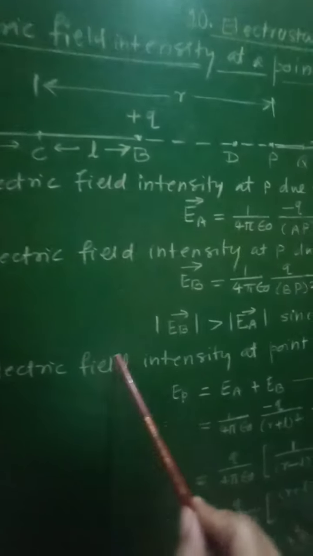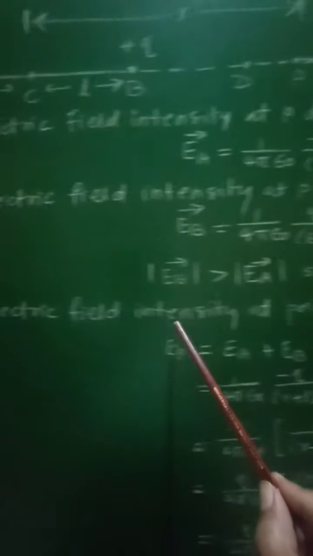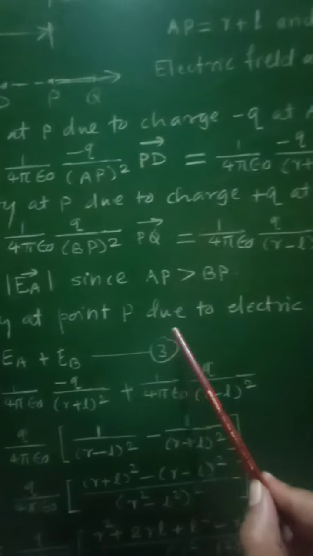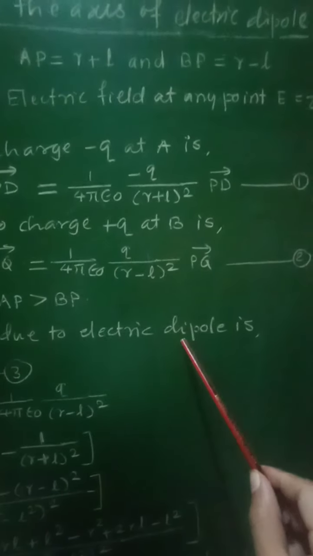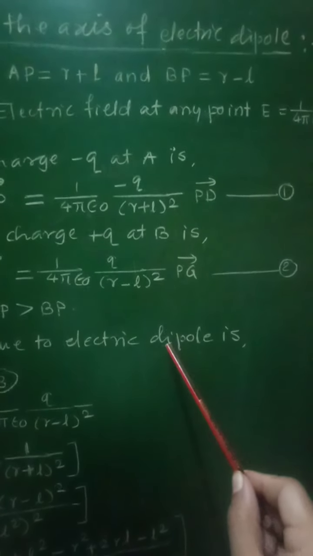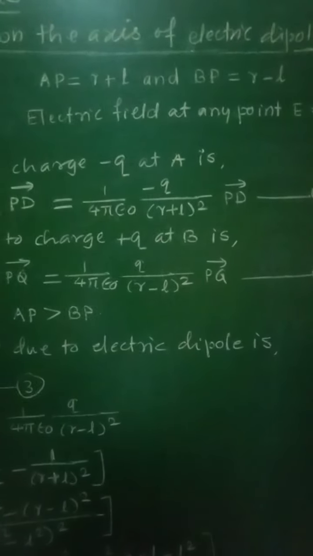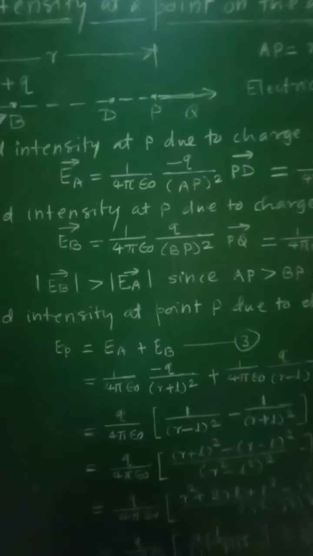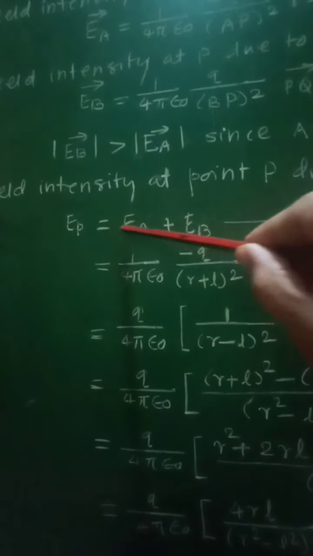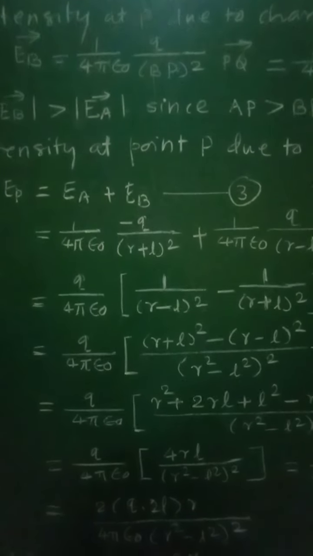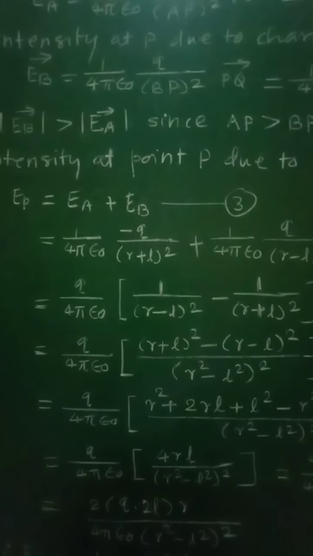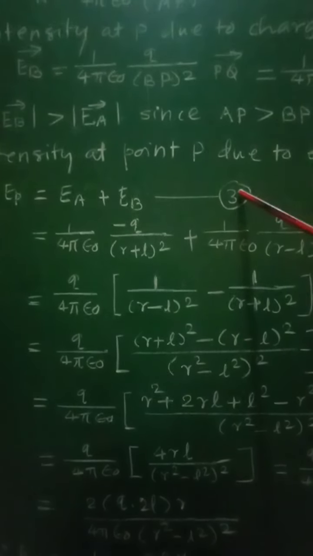Now the electric field intensity at point P due to the electric dipole will be equal to the sum of the electric fields due to these two charges. Therefore, adding equations 1 and 2, we can write EP equal to EA plus EB in magnitude only. Here unit vectors are not considered because we are considering only the magnitude, equation number 3.